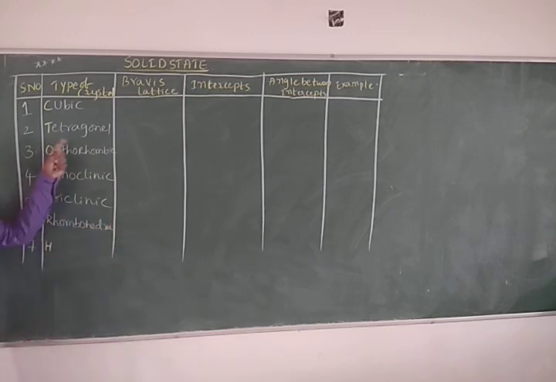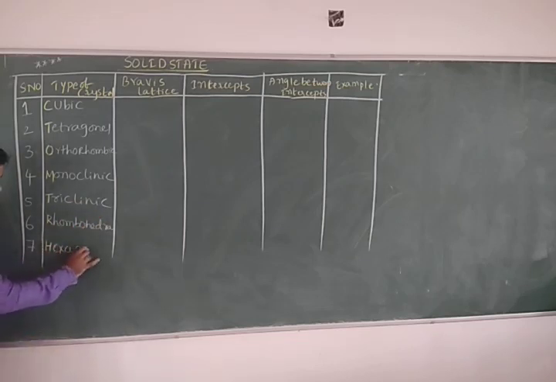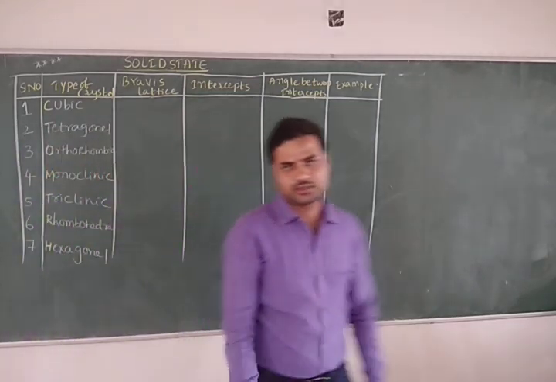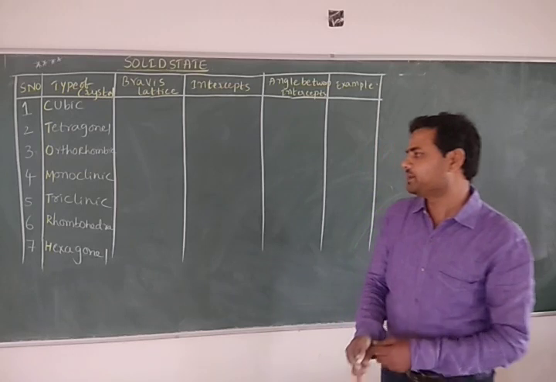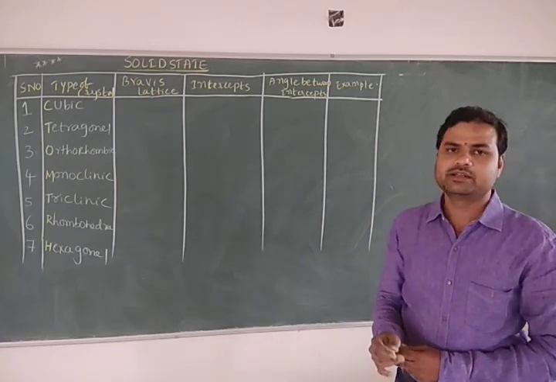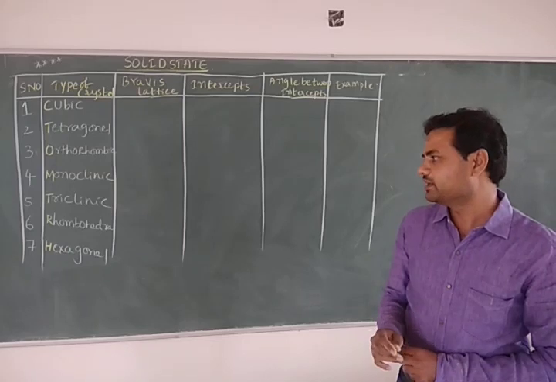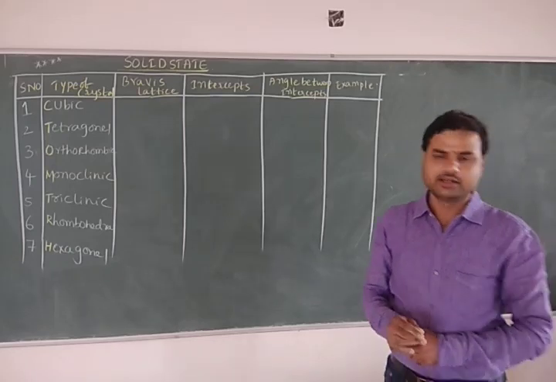First one cubic, tetragonal, orthorhombic, monoclinic, triclinic, rhombohedral. Last one hexagonal. So these are the total 7 types of crystal systems we have. Once again I repeat, CTOMTRH. C means cubic, next one tetragonal, orthorhombic, monoclinic, triclinic, rhombohedral, hexagonal.